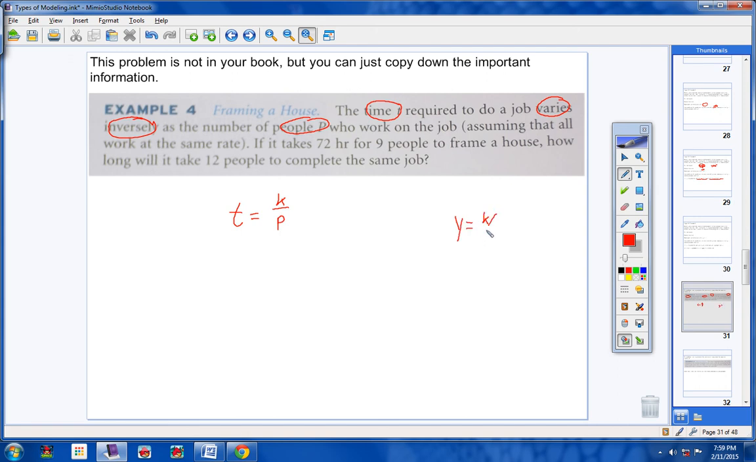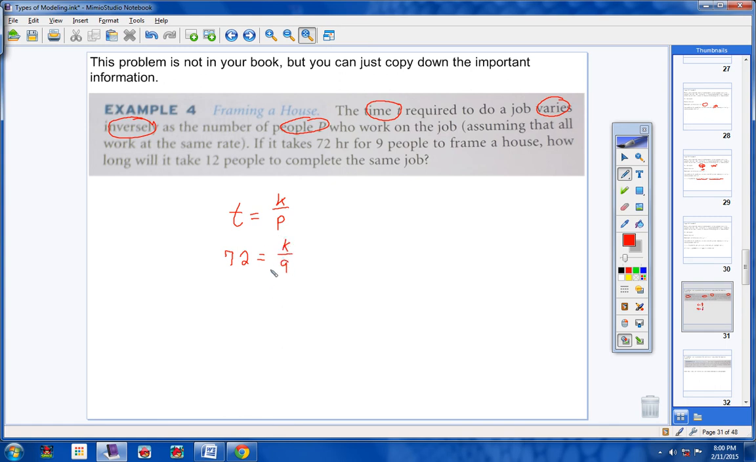T equals K over P. Instead of using Y, I used T for time. Instead of using X, I used P for people. Okay, so there's my model that's going to help me find K. Now, if it takes 72 hours, that's my time, for 9 people to frame a house, that's my P. Now let's go ahead and solve for K real quick, okay?